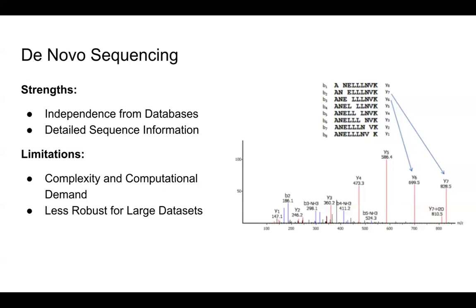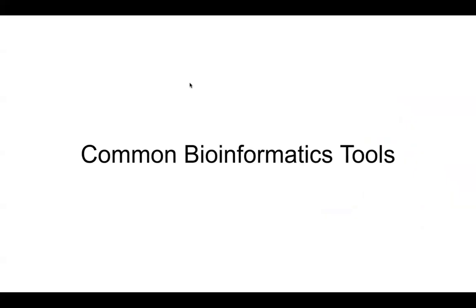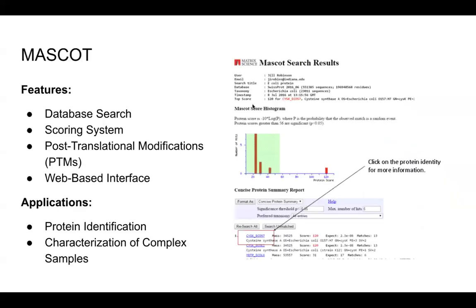Okay. But of course, you are not alone when you're dealing with proteomics. There are common bioinformatics tools that you can use. So the most popular one is Mascot. It's a widely used search engine for peptide identification from mass spectrometry data. It was developed by Matrix Science and is known for its efficiency in comparing experimental data against protein databases.